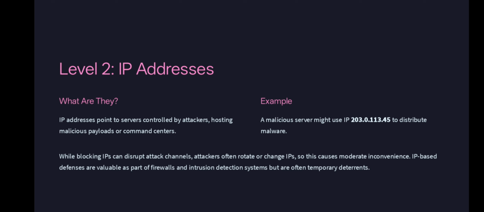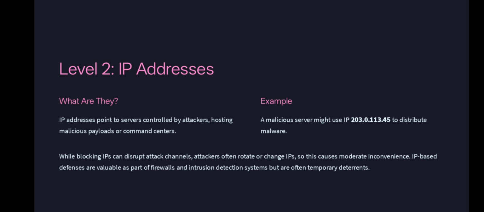Impact on attackers. While changing an IP is relatively easy for attackers, blocking them does introduce friction. Forces attacker to rotate infrastructure. Can slow down active campaigns, especially if multiple IPs are quickly identified and blocked. May cause delays in command and control communication, especially if fallback mechanisms fail. This impact is limited but still meaningful, particularly in short-term containment of threats.